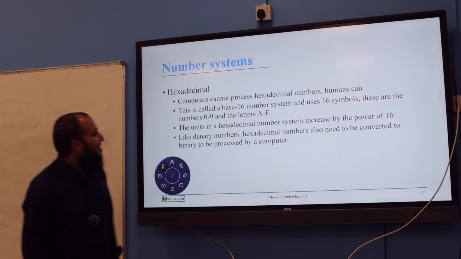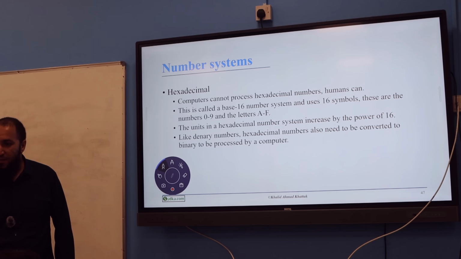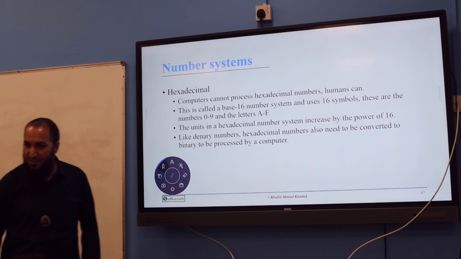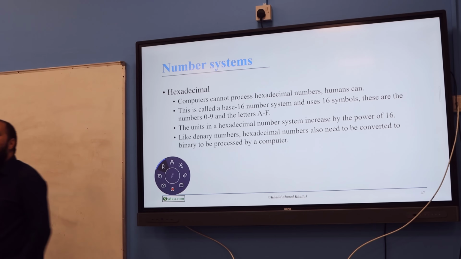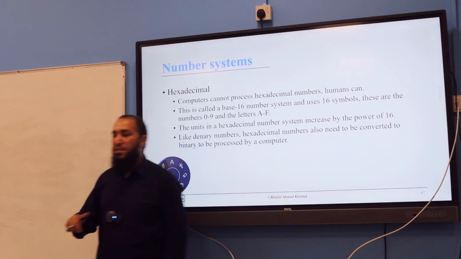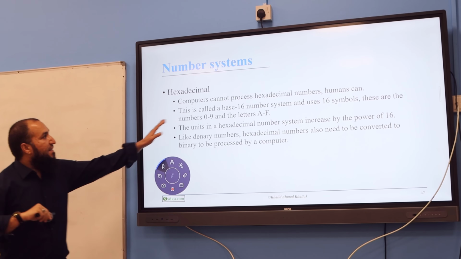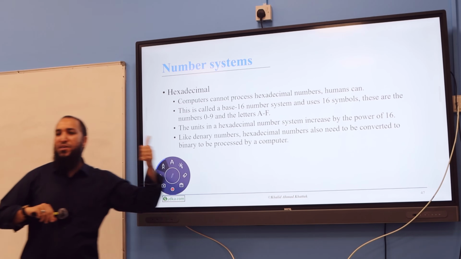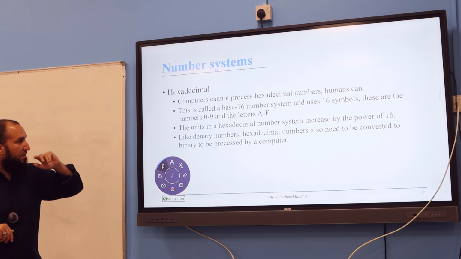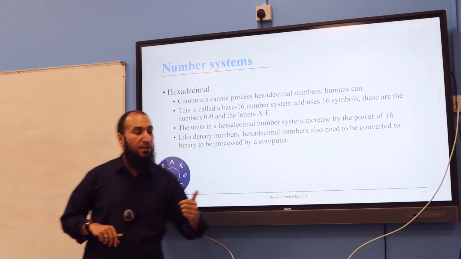Computers can process hexadecimal numbers? Computers cannot process hexadecimal numbers, humans can. Yes, it's correct. Remember, a computer understands only 2 digits, zeros and ones. So anything else, whether hexadecimal or denary, has to be converted to binary before the processor processes it. We have done denary, we have done binary, now we're going to hexadecimal. Computers cannot process hexadecimal numbers, but humans can.